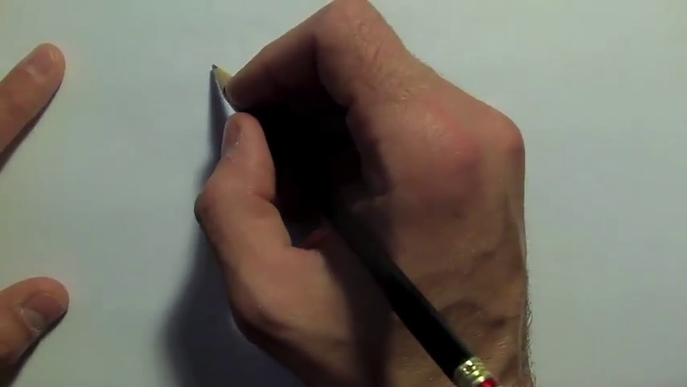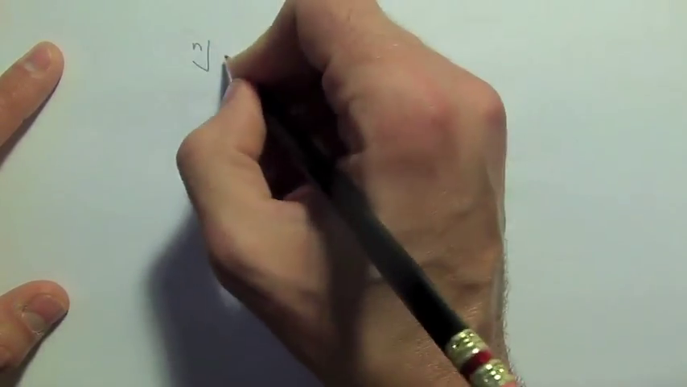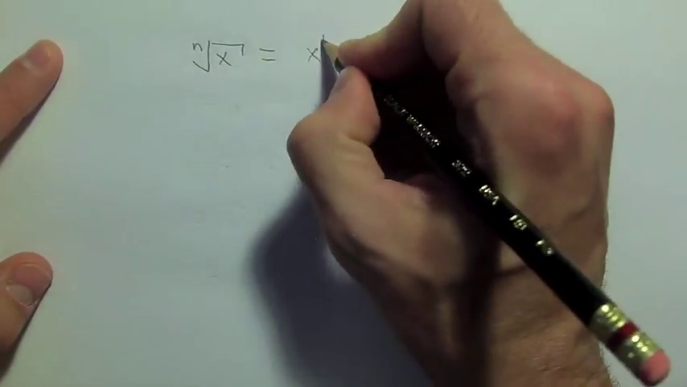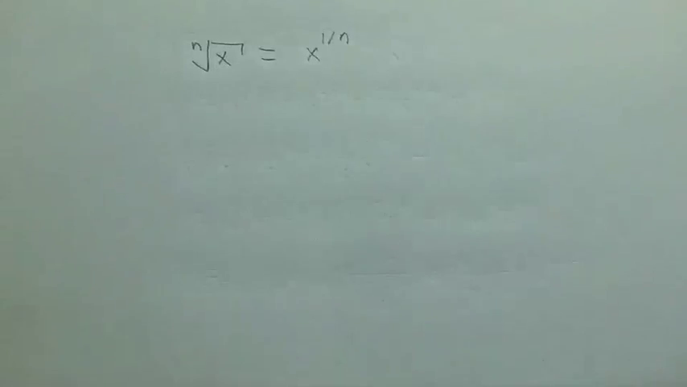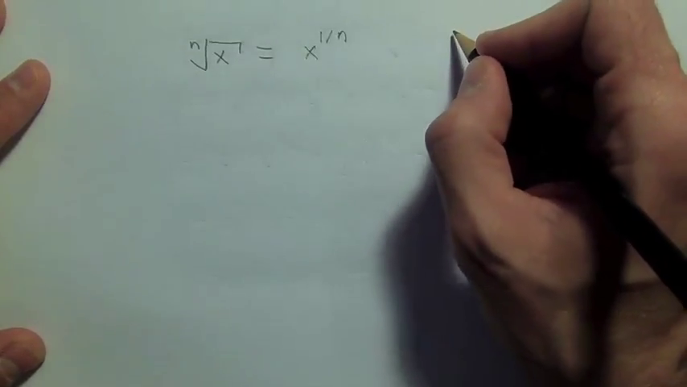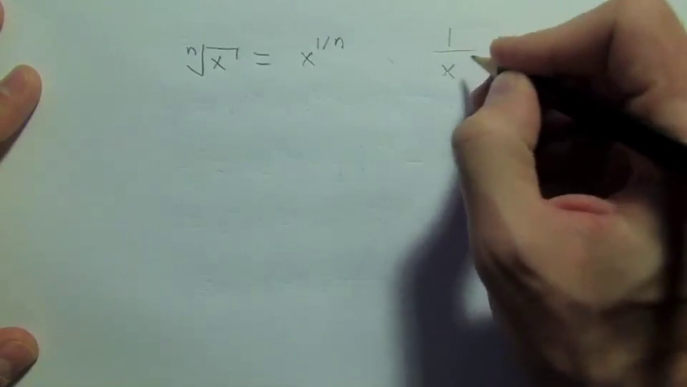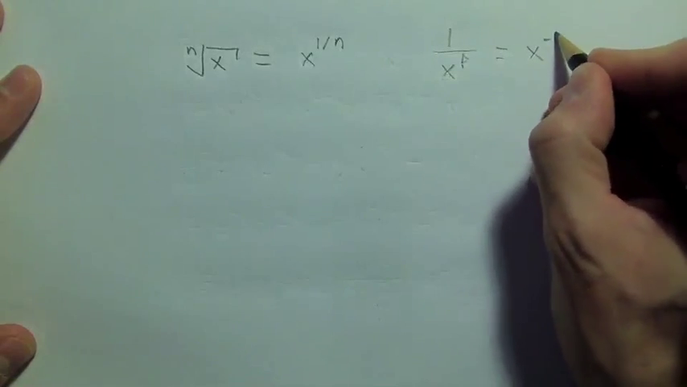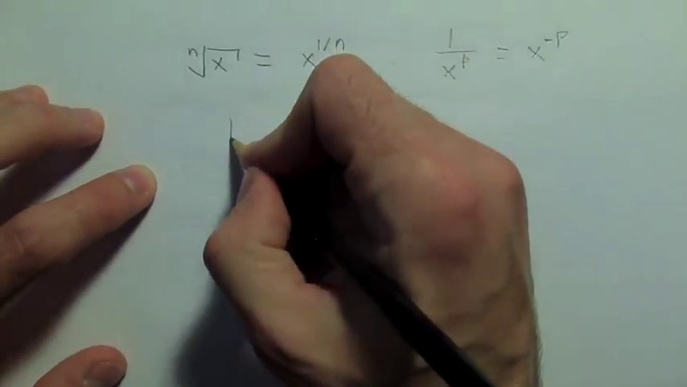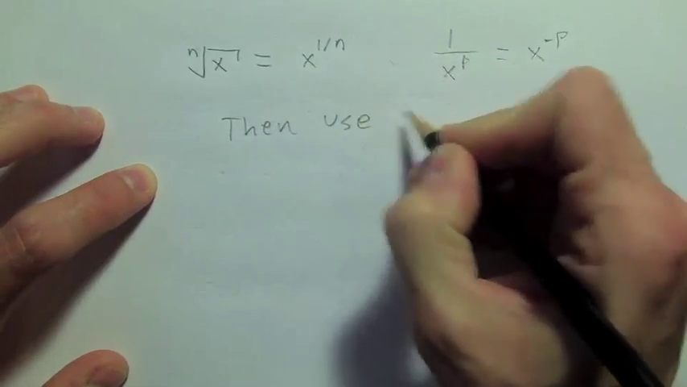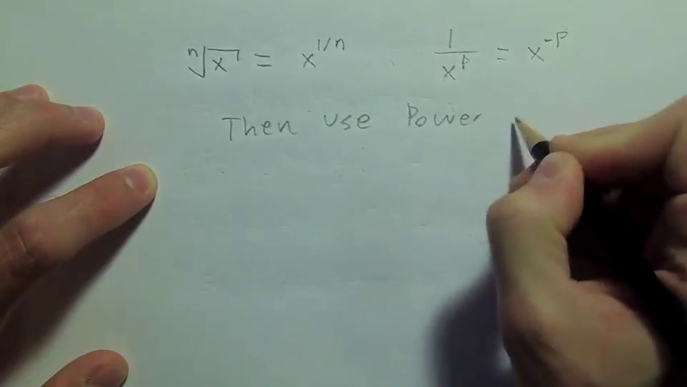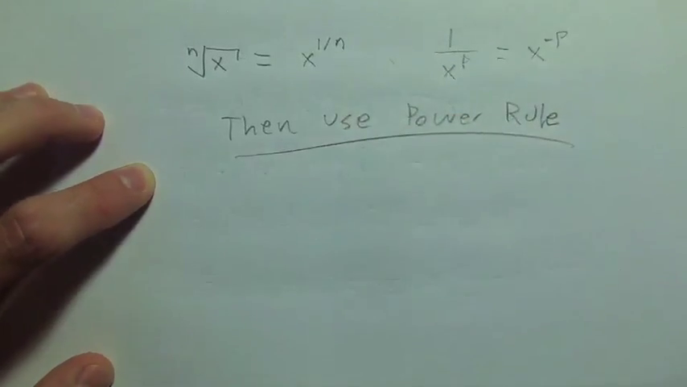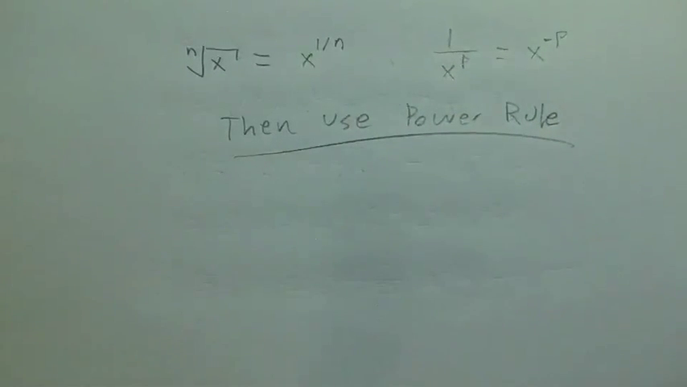So this trick that we just did, these two tricks, right? If I have a root of x, if I want to take the derivative of that, I'm going to write it as x to the 1 over n. And if I have x in a fraction like this, say 1 over x to the p, I want to write that as x to the negative p so that I can use the power rule. Right? So that's really what we're trying to do here, is rewrite things so that we can use the power rule.